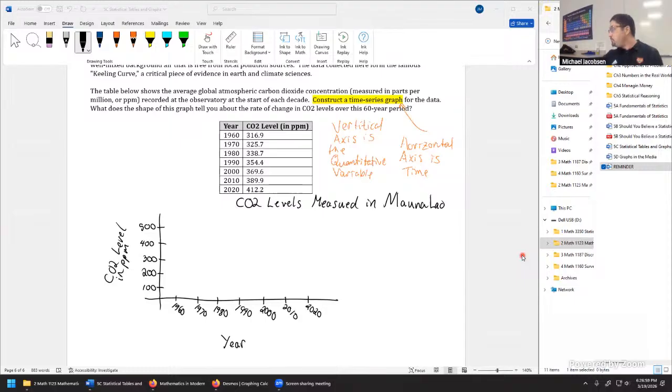Amy says, why would you not use the exact measurements? So you mean on the vertical tick marks right here?